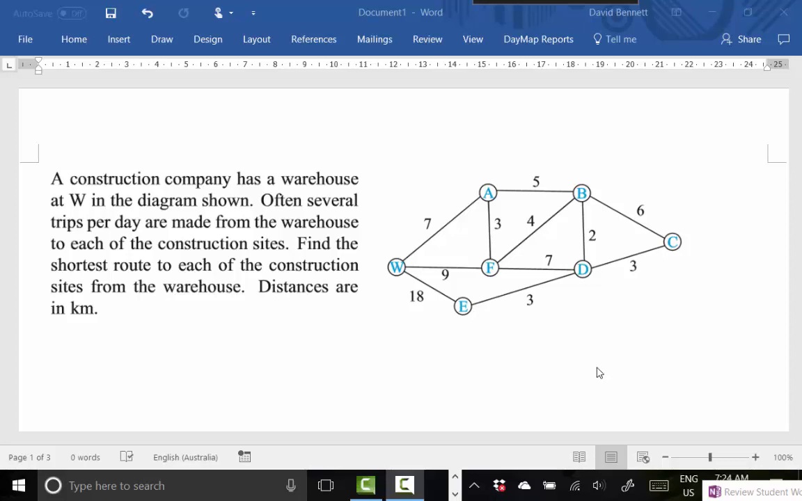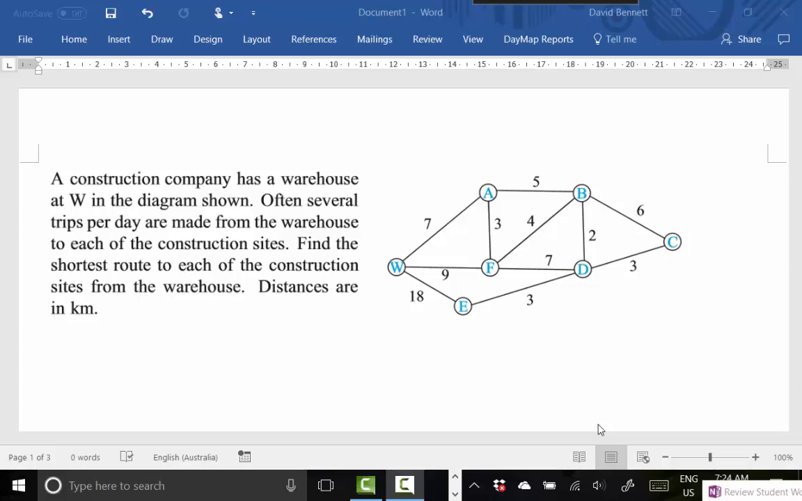Lots of other examples, like you might be connecting a sprinkler system on a lawn, or a computer network where you're running cables from different places. So there's plenty of examples that we'll look at in class with this.